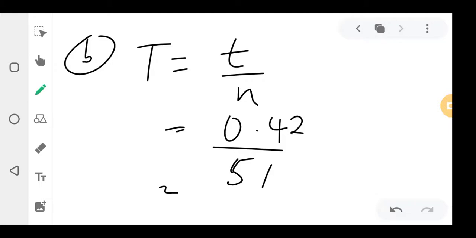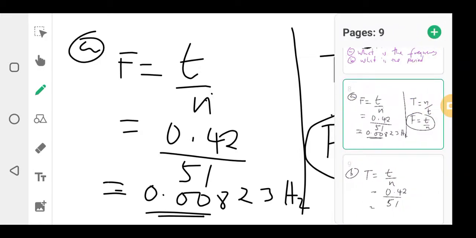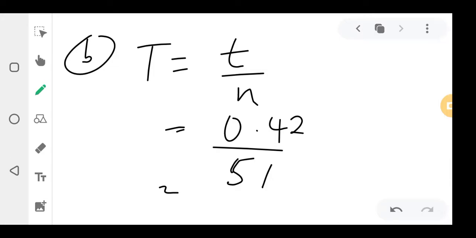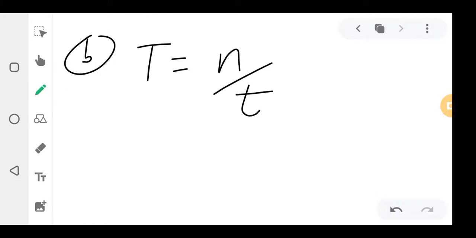Did I make a mistake on this one? Frequency is equal to periodic time over number of oscillations. Number of oscillations was 51. Okay, no, there we are correct. And then periodic time is equal to number of oscillations. I wrote the formula, we made a mistake. This formula, I mean for periodic time. Periodic time is n. N is on top. Number of oscillations over, you see, I almost made a mistake.